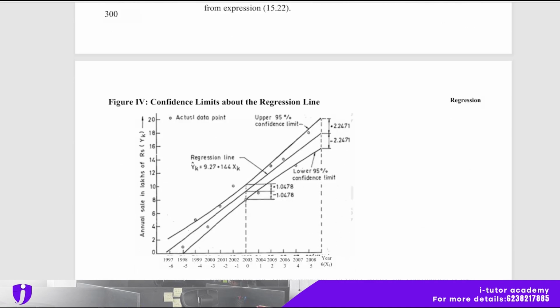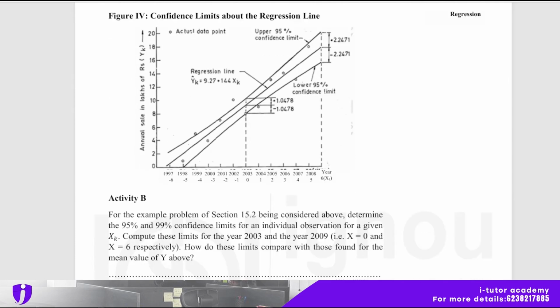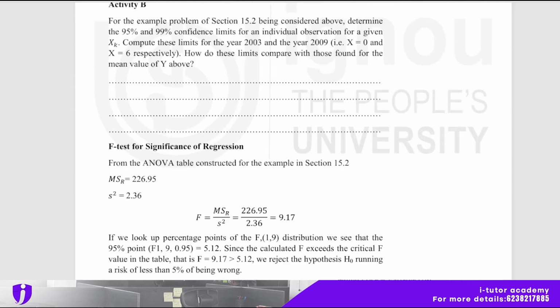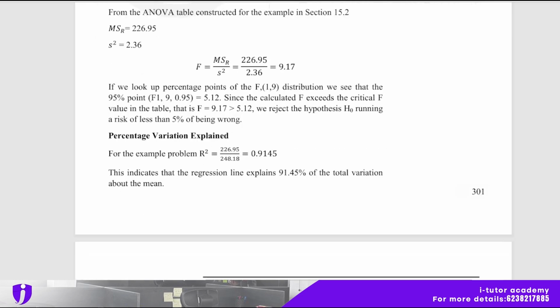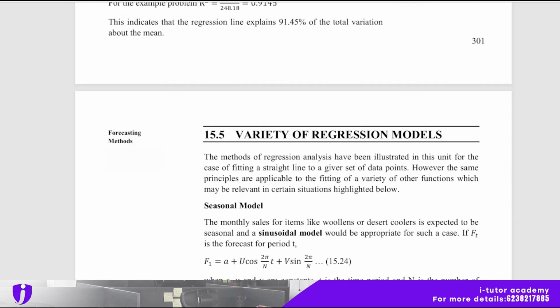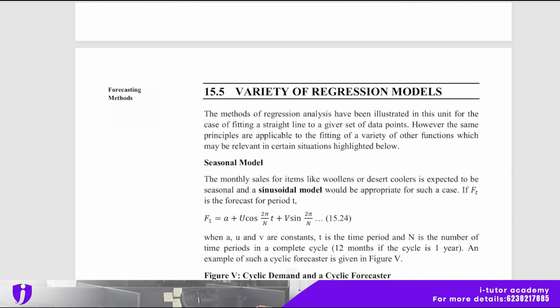Confidence limits about the regression line are also here, an activity based on the example is here, and here is the F test for significant regression, also explained. Next is the variety of regression models. The methods of regression analysis have been illustrated in this unit for the case of fitting a straight line to a given set of data points. However, the same principles are applicable to the fitting of a variety of other functions which may be relevant in certain situations, highlighted below.